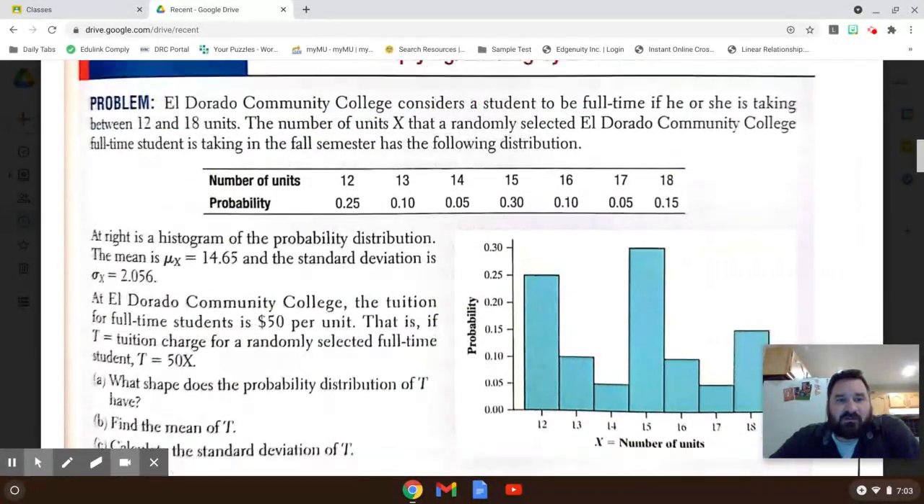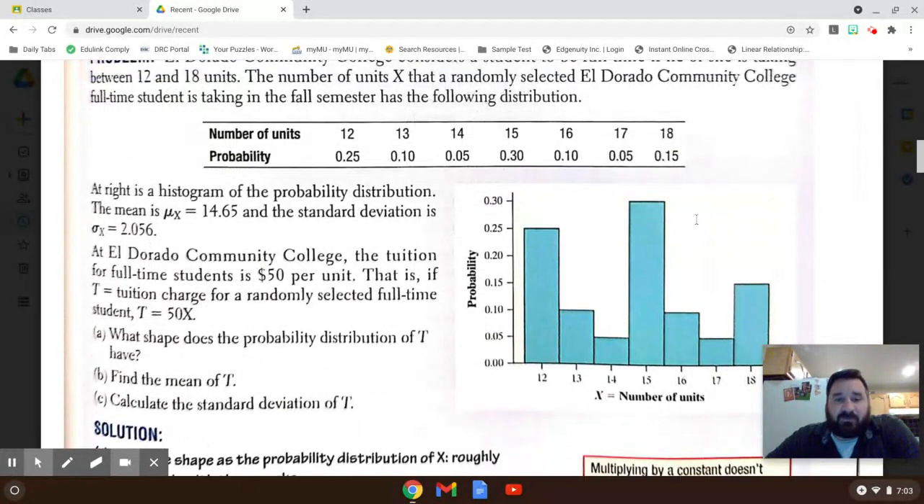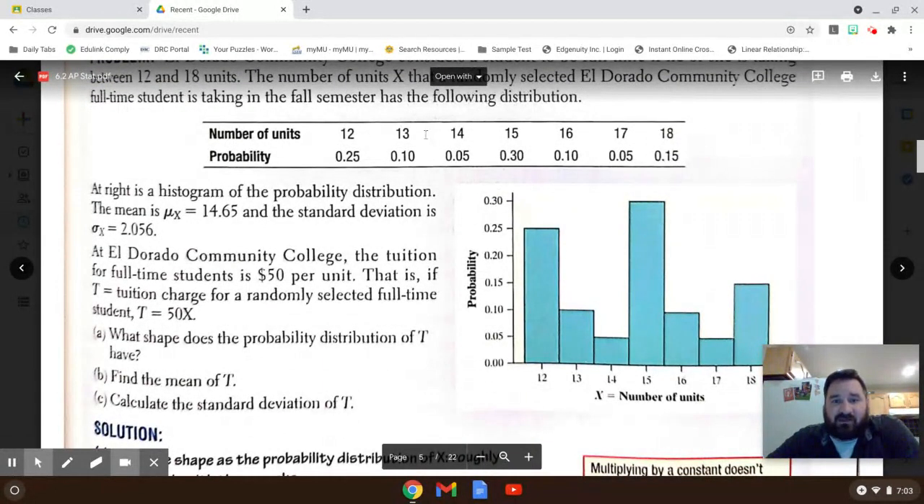So here's an example for us. El Dorado Community College considers a student to be full-time if he or she is taking between 12 and 18 units or credits. The number of units, X, that a randomly selected student at El Dorado Community College is taking in the fall is shown below. Full-time is between 12 and 18 credits, and here are the probabilities. You can see there are peaks because most classes are 3-credit courses, so your multiples of 3 have higher probabilities. So 12, 15, and 18 are more likely than 13, 14, 16, 17.